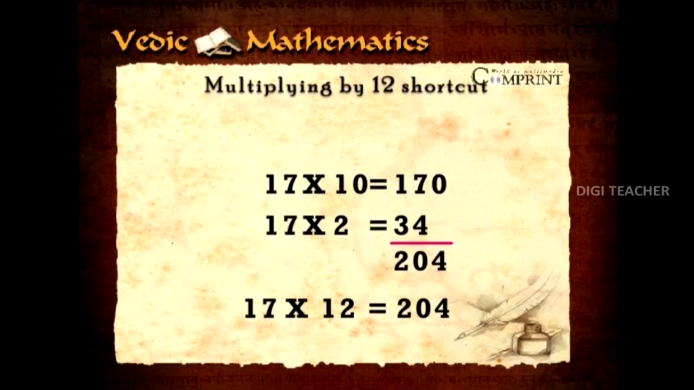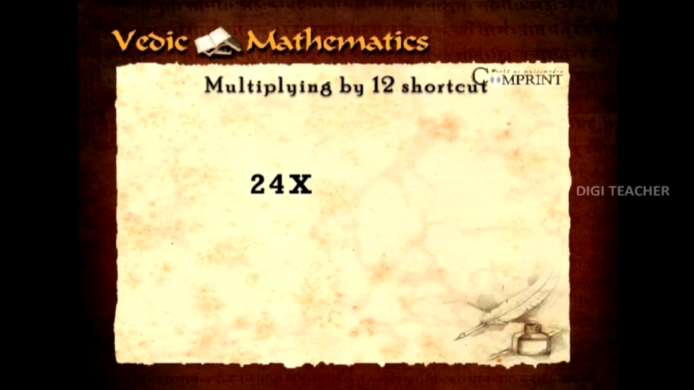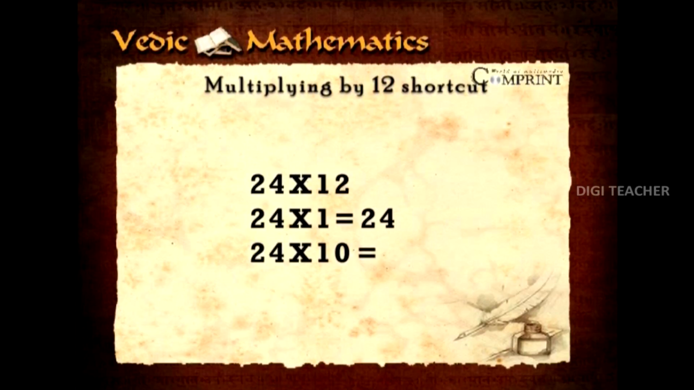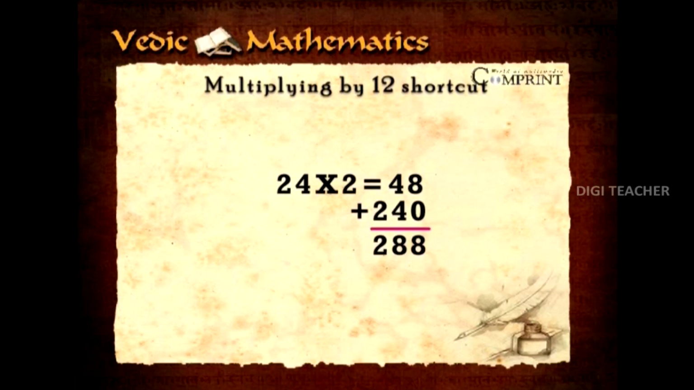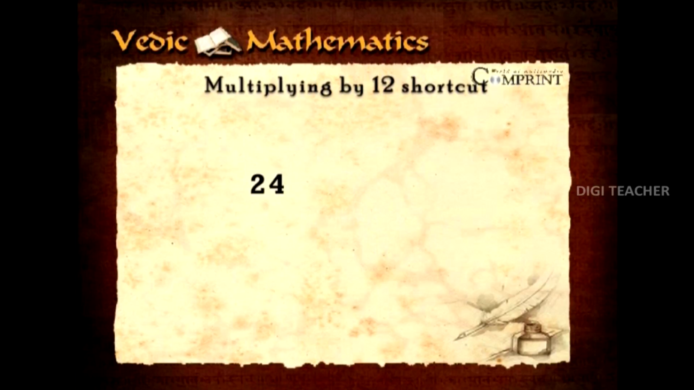Let's go to one more example. 24 multiplied by 12. Here, multiply 24 into 1, which equals 24. 24 multiplied by 10, giving 240. Multiply 24 by 2, which equals 48. Add 240 to this, giving us 288. Therefore, 24 multiplied by 12 equals 288. These are seriously simple sums, aren't they?